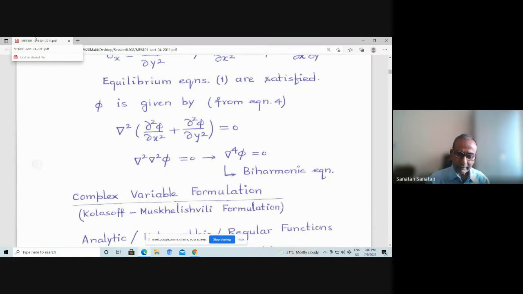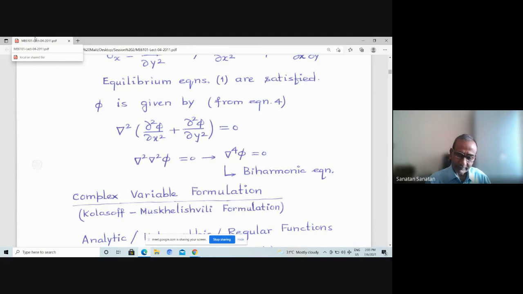But unfortunately, while this problem is simple to state, to find the solutions it's not always simple to find that phi. But there are certain steps which can be taken to find this phi, and that is based on complex variable formulation, which was given by Kolosov and Muskhelishvili. And I want to tell some sort of scoop about these two names.